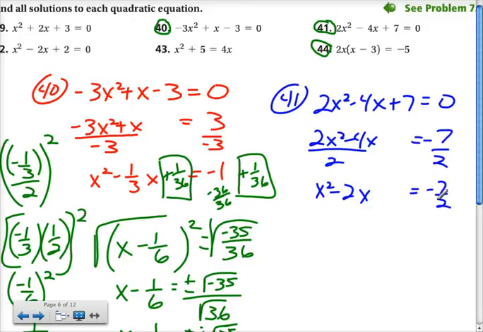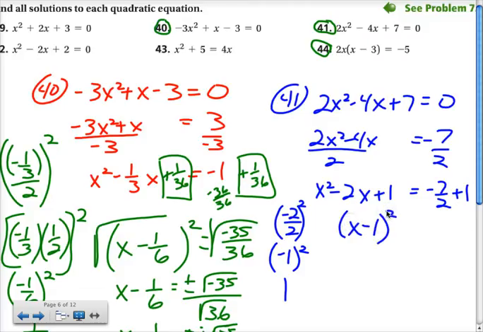So now it's time to complete the square, which means I have to take a negative 2 and divide it by 2 and square it, because that's going to give me my b over 2 value, and that's going to get me 1. So I need to add 1 to both sides of this equation, and that will give me the binomial squared x minus 1. And on the other side, I would have negative 7/2 plus 2/2, because 1 is the same thing as 2/2. So that will give me a negative 5/2.